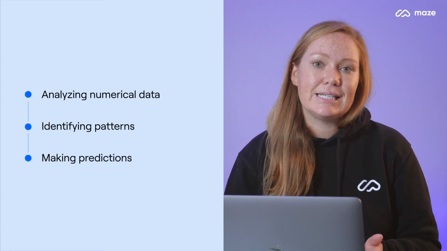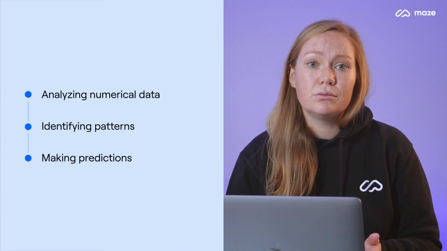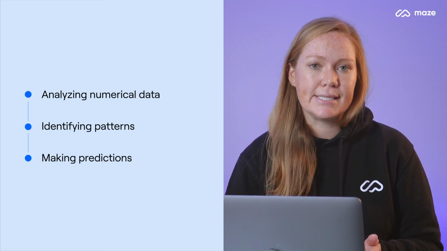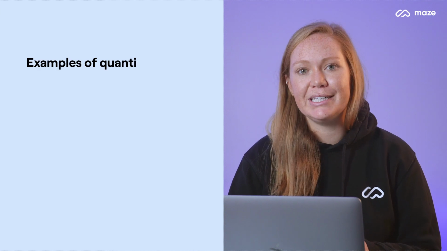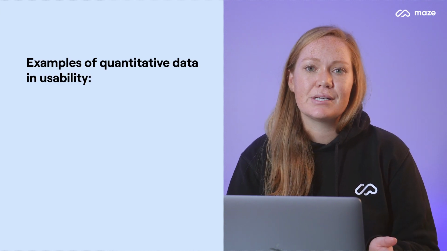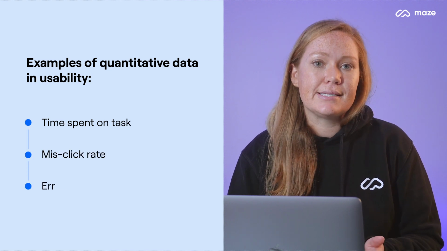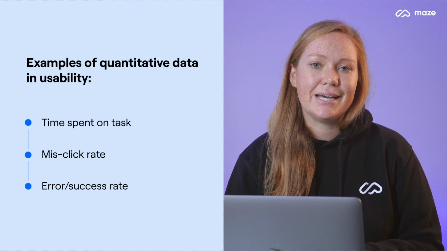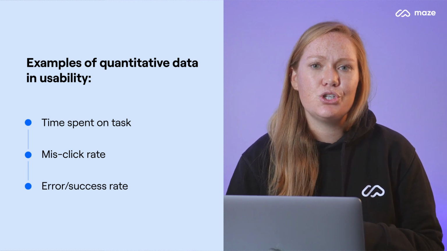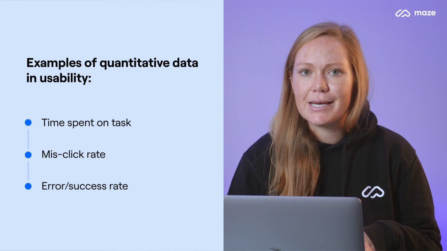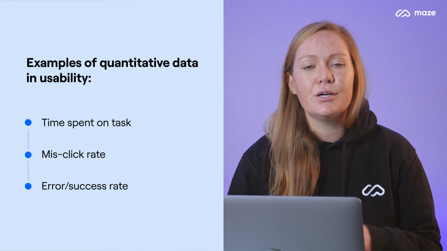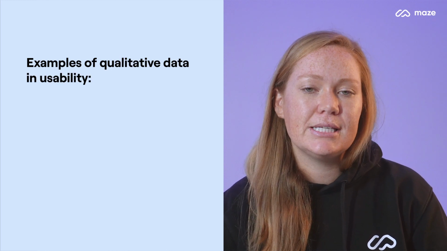Normally, this data is collected indirectly through a UX research tool like Maze that automatically records the data. In usability testing, quantitative data might be metrics like time spent on a task, misclick rate, or error and success rates. Quantitative data is invaluable thanks to its ability to show a bigger but still detailed picture through hard facts on user habits and needs. On the other hand, we have qualitative data. Qualitative data is gathered directly from observation or speaking to test participants.